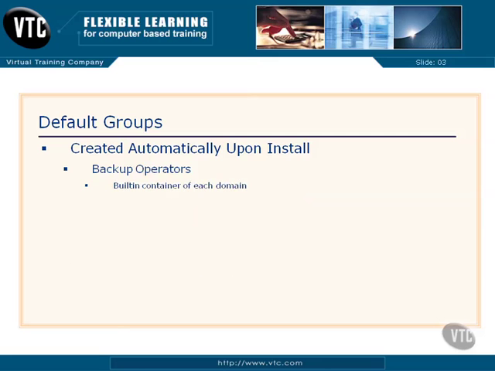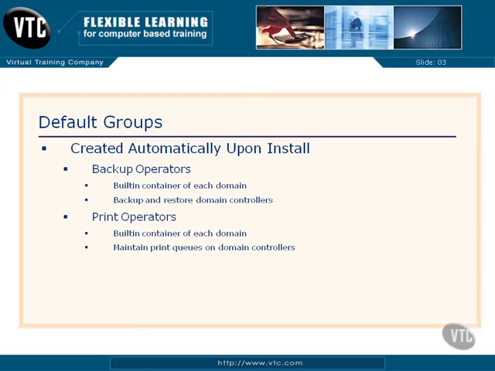Next up is Backup Operators. This is in the Builtin container of each domain, and obviously anybody here can back up and restore domain controllers. And then there's Print Operators. Same thing, Builtin container in each domain, but these guys can maintain print queues on domain controllers. Now, all of these groups are cool, and you need to be aware of them. But let me go back and tell you, like Server Operators and Account Operators, by default they don't have any people in the group. Backup Operators don't have anybody in the group either.